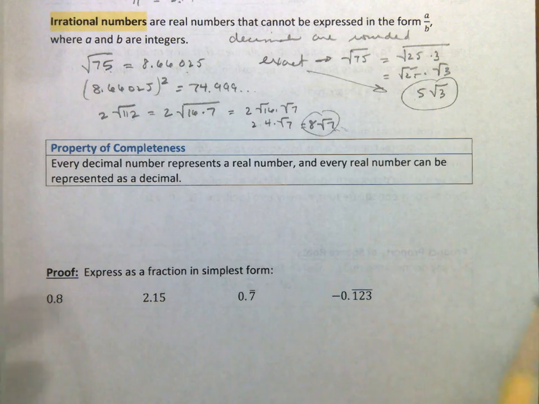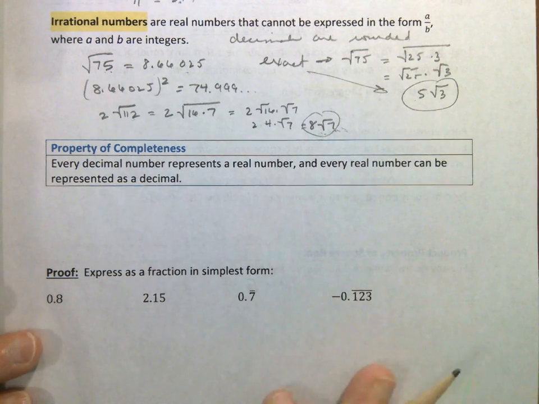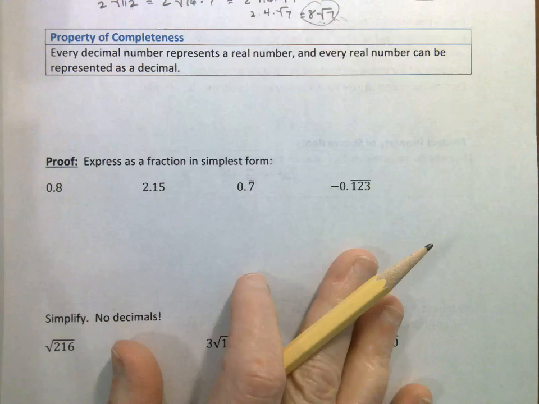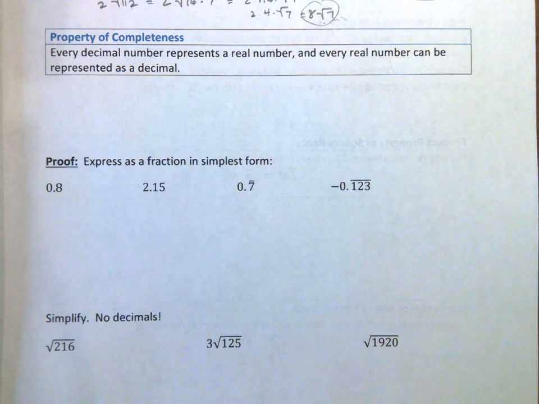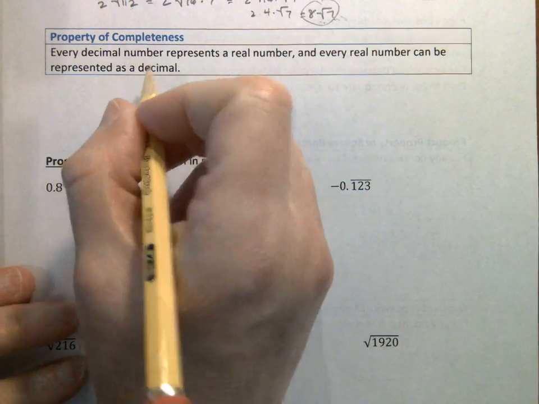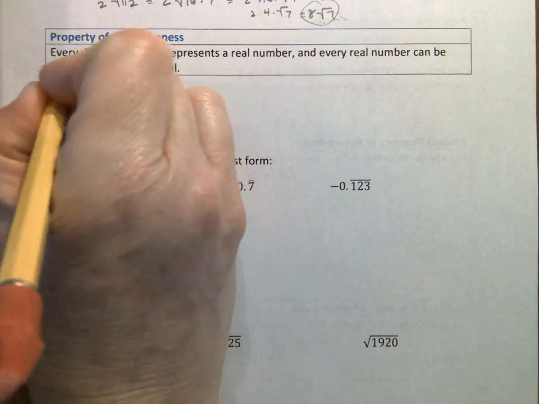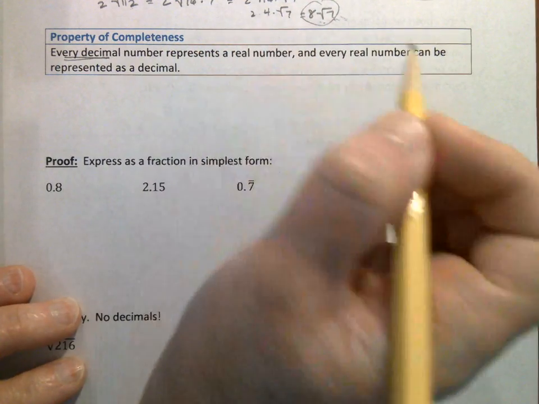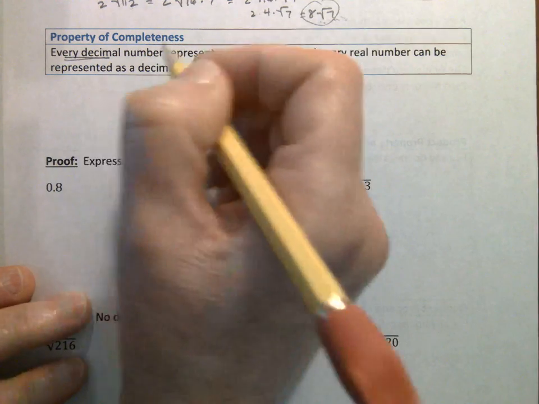Okay, but if it's not a word problem, you want to keep it exact, so you're going to just simplify it that way. And we have another property. It's called the property of completeness. And it says that every decimal number represents a real number, and every real number can be represented as a decimal.